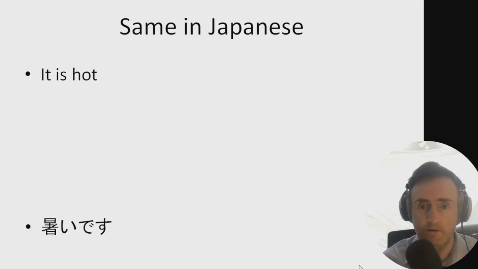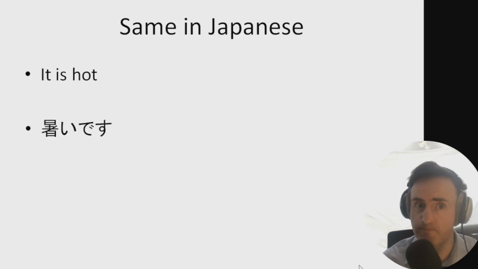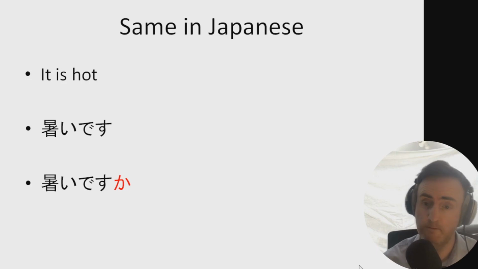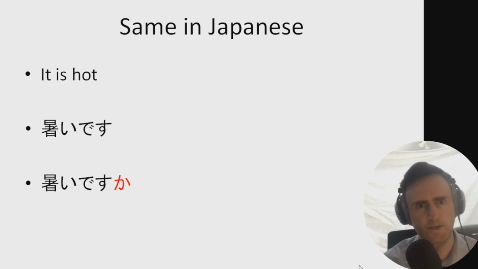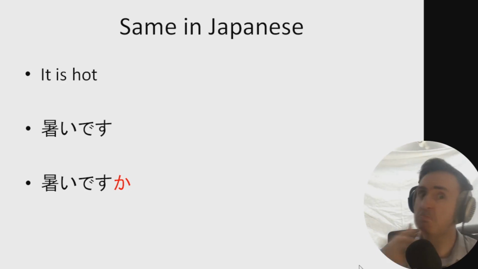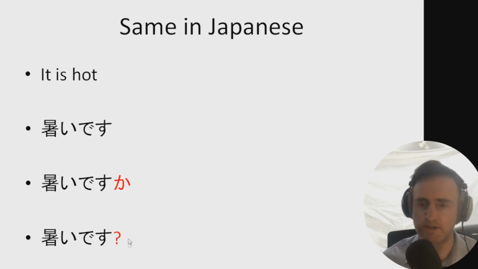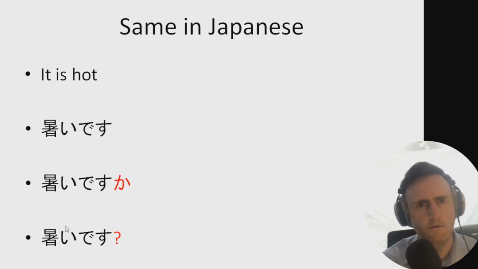So, it's hot. Atsui desu. Statement. Just atsui desu. Stick a ka on the end. Suddenly, that statement is a question. Atsui desu ka? See, exact same. You say ka, we just put a question mark. Makes more sense in written English, but in spoken you'd just go up.